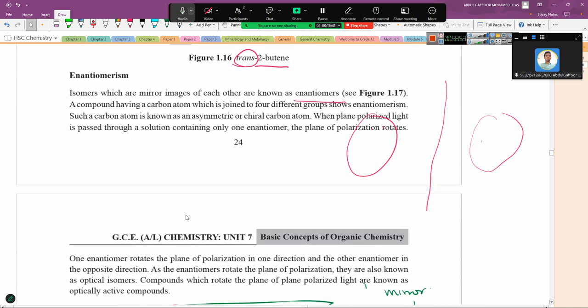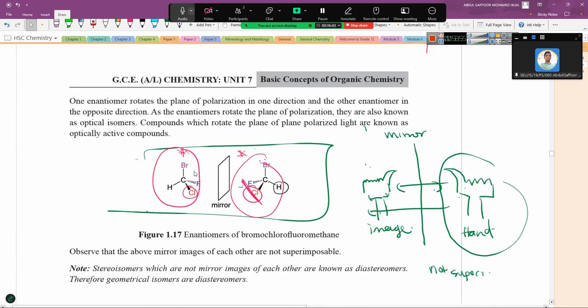Yeah. So similarly, if you have a carbon with four different groups, and they are mirror images of each other which are not superimposable, then they are called enantiomers. Is that clear? Can you repeat what I just said now?